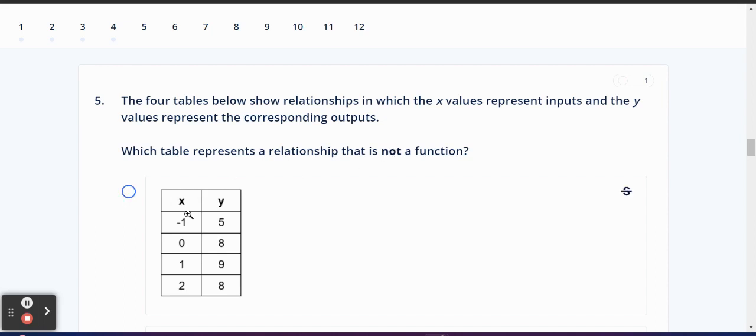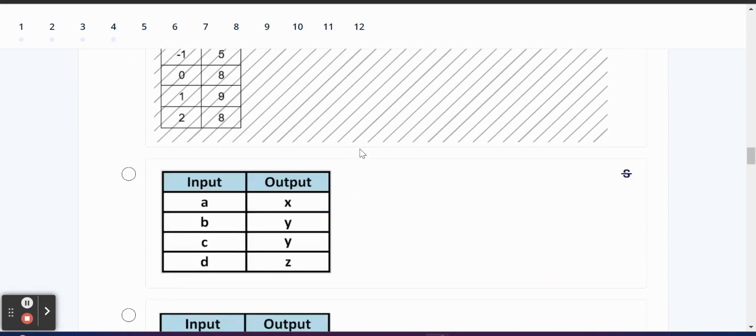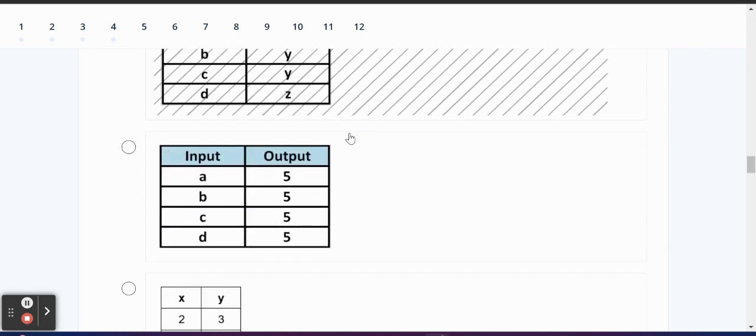All right, now if we look at this one, none of the x values repeat. So this is a function, but remember, we're looking for not a function, so this is not it. All right, right here, again, none of the x values repeat. This is a function. None of the x values repeat. This is a function.